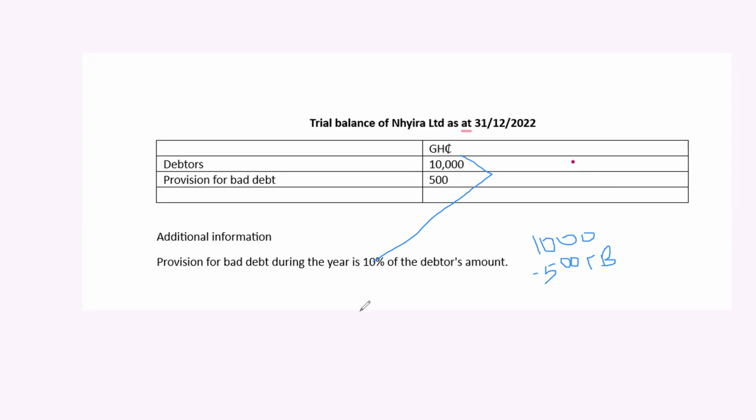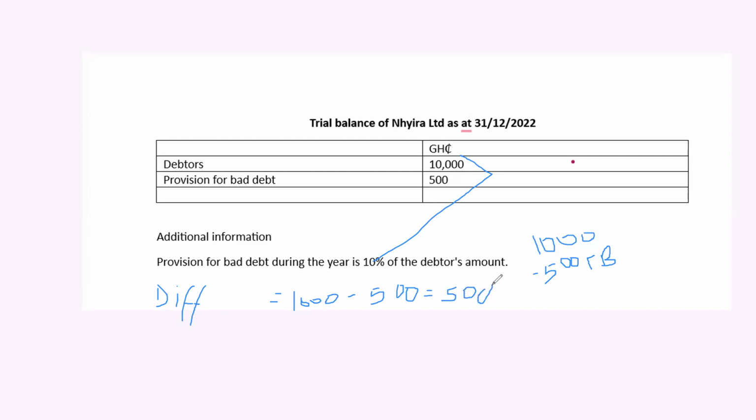So always, the difference is what goes to the P&L. So the difference, DIFF. So how do I get a difference? It is the current provision of 1,000 minus the previous provision of 500, and then the difference will go to P&L: 500.